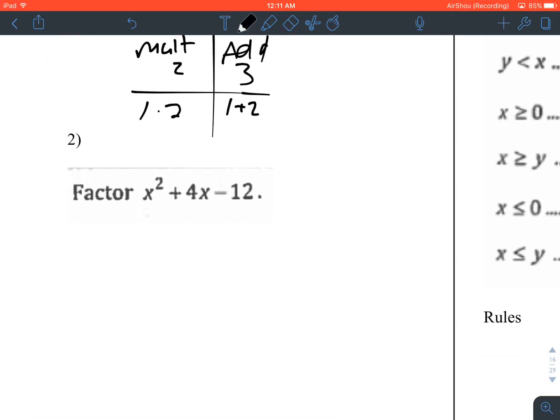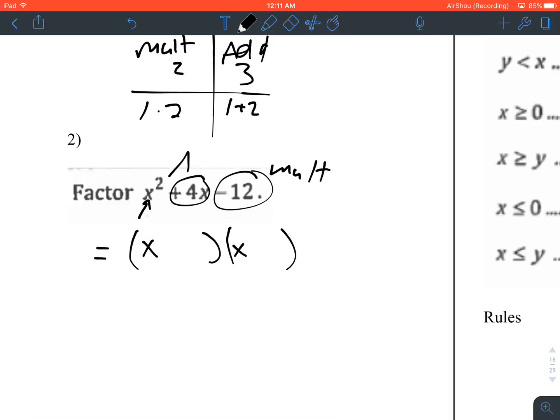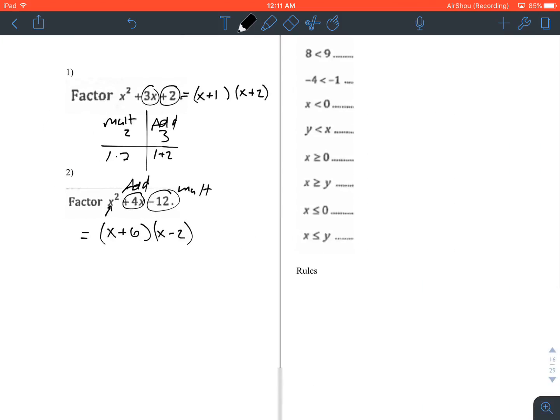Number 2, once again, if you're lucky enough the lead coefficient is 1, these are easy to factor. If you're not so lucky, they're not easy to factor. It's going to be two binomials. Split the x squared apart at the beginning of each binomial. Two numbers that multiply to get negative 12. Same two numbers add to get 4. So that would be a plus 6 and a minus 2. Done.